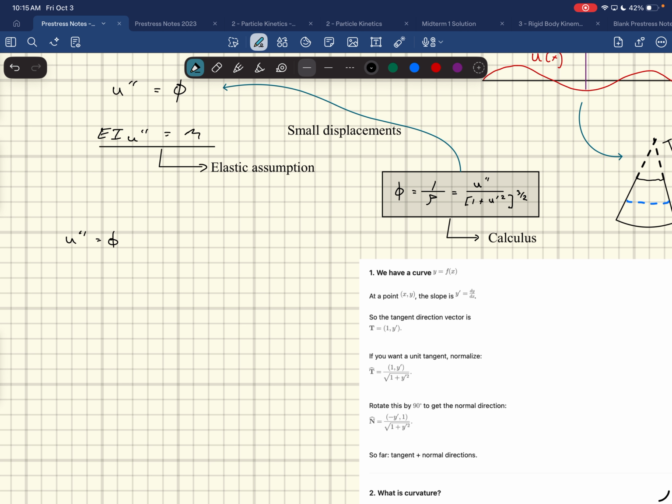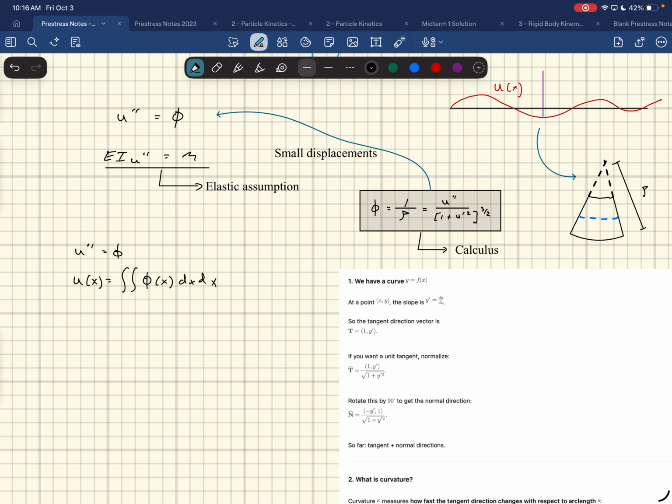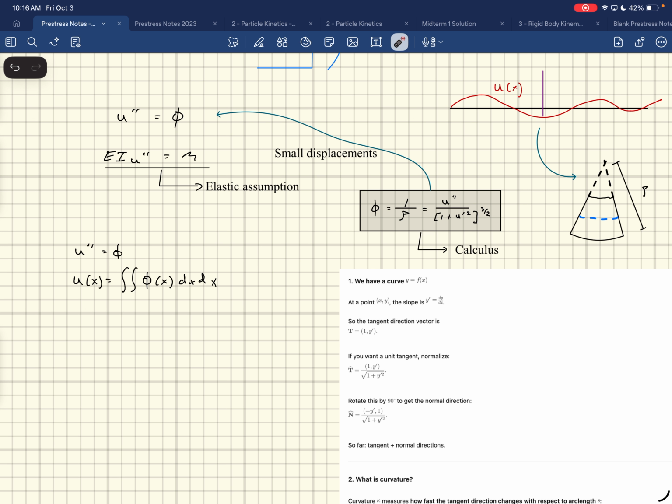Okay, so back there, that's an elastic substitution. I jumped ahead a little bit. Like the EI u prime is equal to the moment, assumes that things are elastic, but they don't have to remain elastic. If I just wanted to solve this for u as a function of x, you could just integrate this twice. u of x is equal to the integral of phi of x dx dx. I just wanted to show, if you had a nonlinear response, at this point you could predict the displacements based off of this.